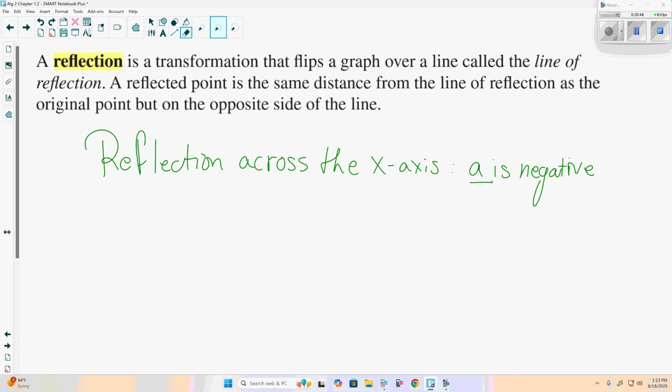If the sign inside the parentheses is connected to x, such as this here or this here, if that negative is inside the parentheses in front of x, or inside the absolute value in front of x, this is not a reflection across the x-axis. This is a reflection across the y-axis. Normally we would connect this with b.